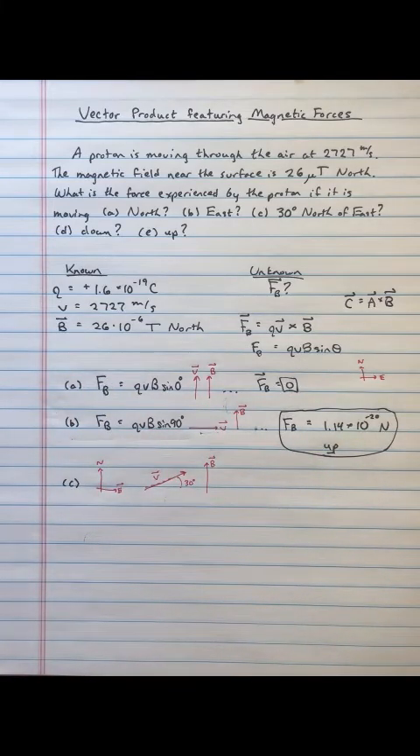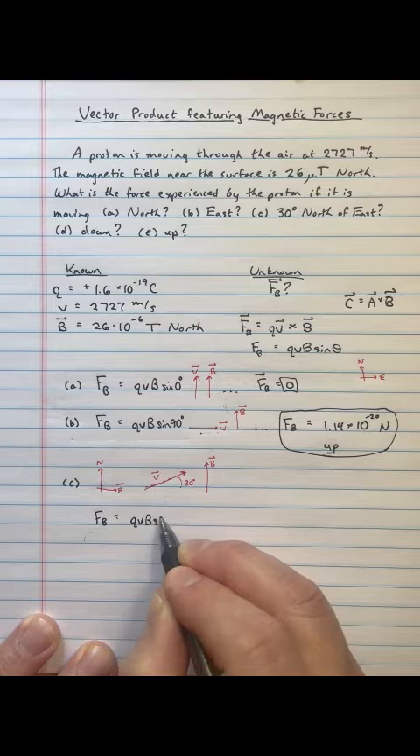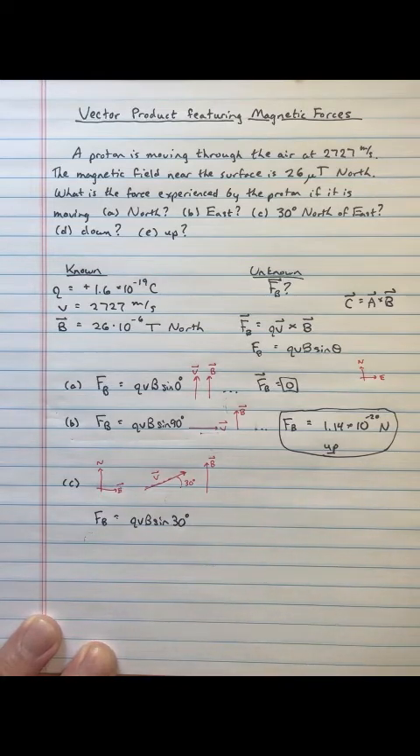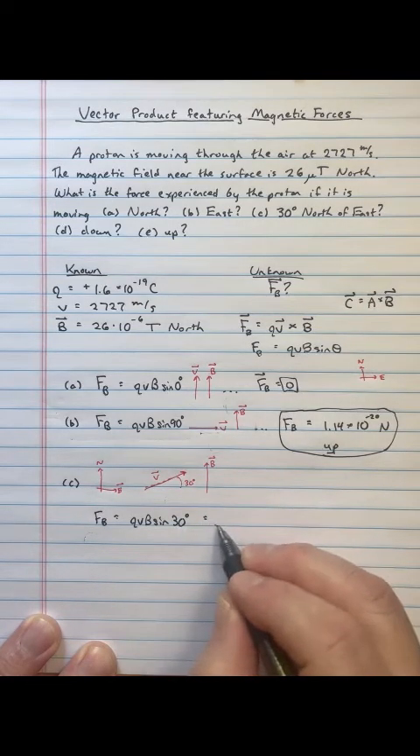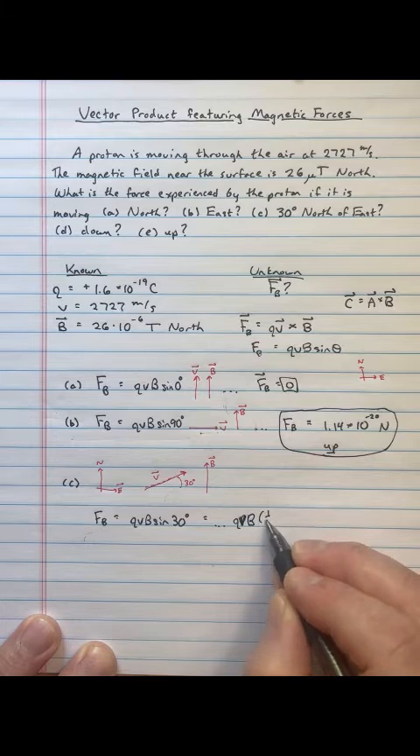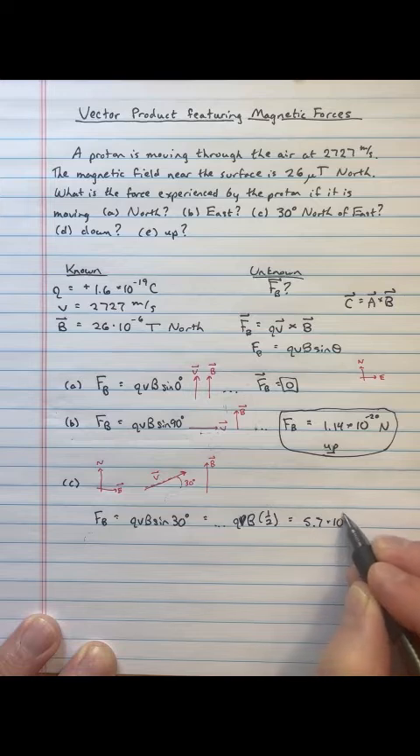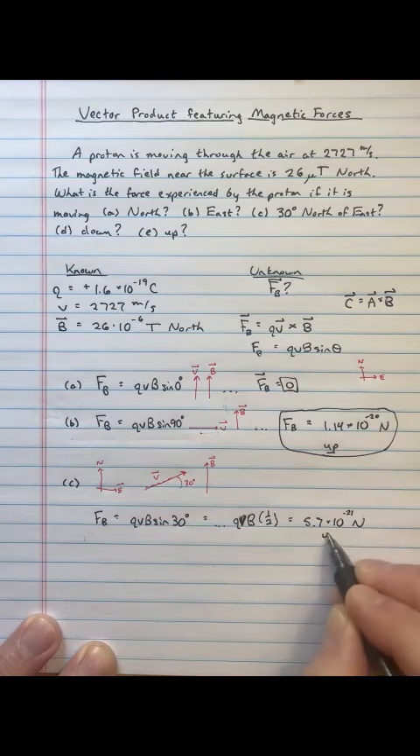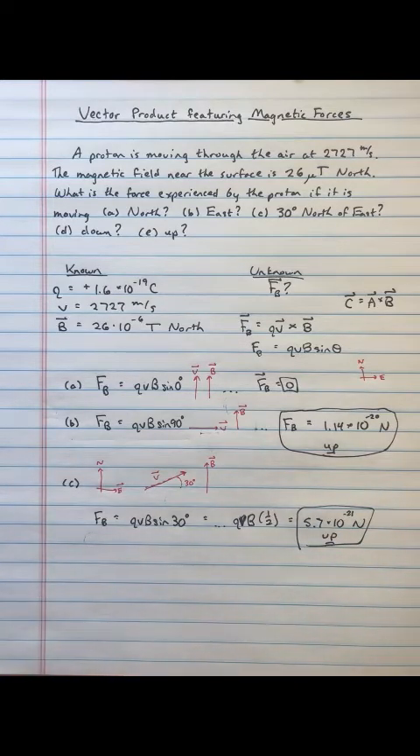Now, if we want to do the amount, that turns out to be a little bit different, right? In this particular example, the magnetic force is QVB sine of 30 degrees, right? So that's what we have, 30 degrees north of east. And so sine of 30 degrees, oops, this should be a V, is 1/2. And the answer would be, of course, half of the previous answer. Notice the direction is still up. It doesn't change the direction in this case.